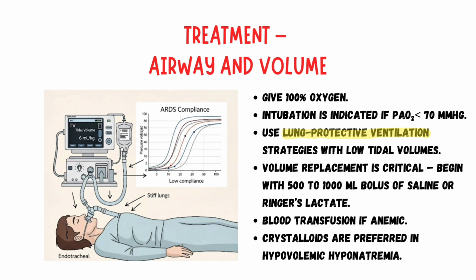We should always begin fluids with a 500 to 1000 ml bolus of saline or Ringer lactate. But if the patient is anemic, then we should transfuse blood. In case of hypovolemic hyponatremia, crystalloids are preferred.